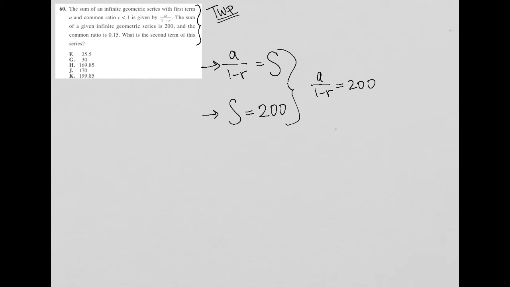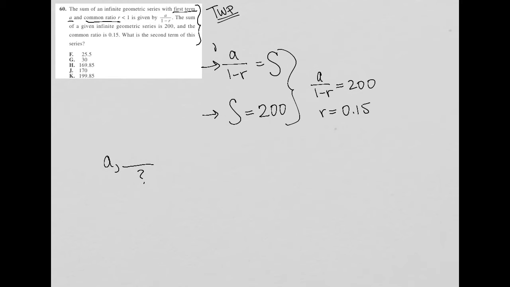The question goes on to say, and the common ratio is 0.15. So we were told up here that the common ratio is R. So now we're being given the actual value of R. So R is equal to 0.15. What is the second term of the series? Well, what's the first term, right? So we were told also that the first term is A. So I have A as my first term. And then the second term, which I'll just make a blank there, is the thing that I'm trying to find.